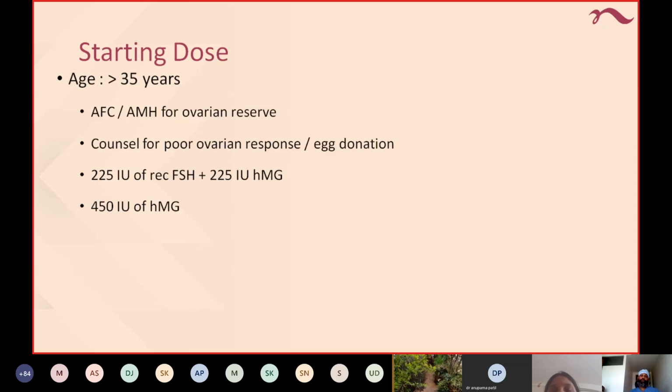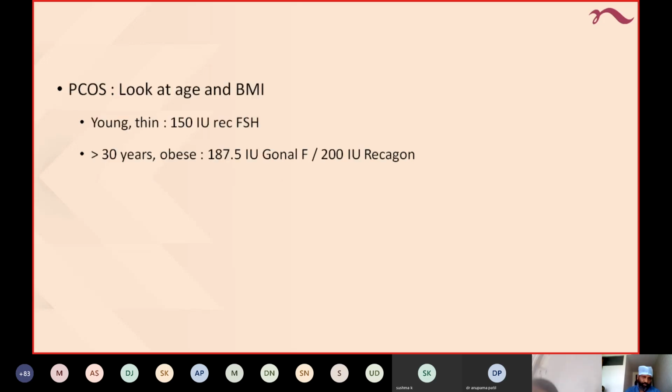If age is 35 and above, it is possible that antral follicle count and antimullerian hormone will be low, indicating a low ovarian reserve. Counsel properly because they may want to go to an egg donor program, not wanting to take the risk of their own eggs because they are less already. In them, if they wish to start with their own, even after counseling, start with 225 units of recombinant FSH or HMG, and 450 units of HMG.